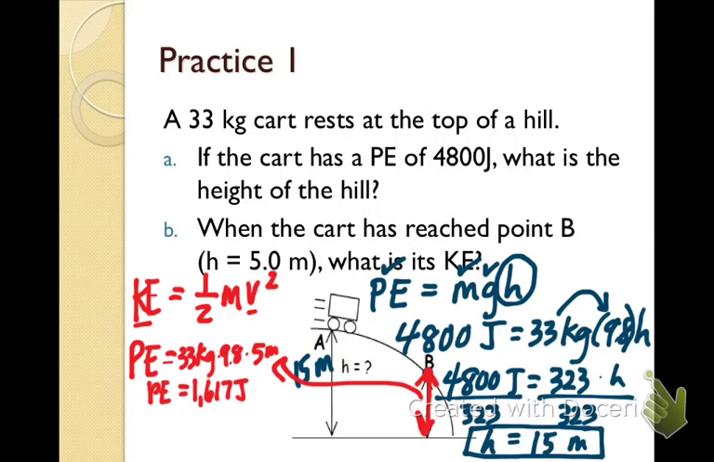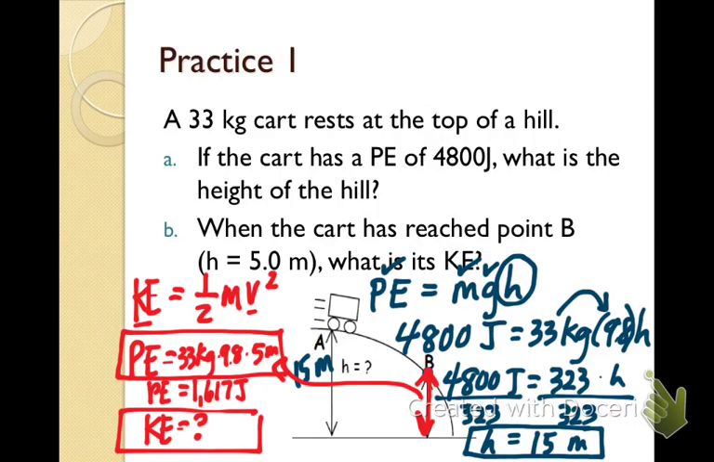Okay, so what does that tell us? Does that allow us to figure out the kinetic energy? Yeah, sure. How are we going to do that? Just like we talked about yesterday, the conservation of energy. We know that the potential energy plus the kinetic energy has to be equal to 4,800 joules. So that means my total mechanical energy minus my potential energy is going to give me my kinetic energy. Okay, so I'm going to do that.